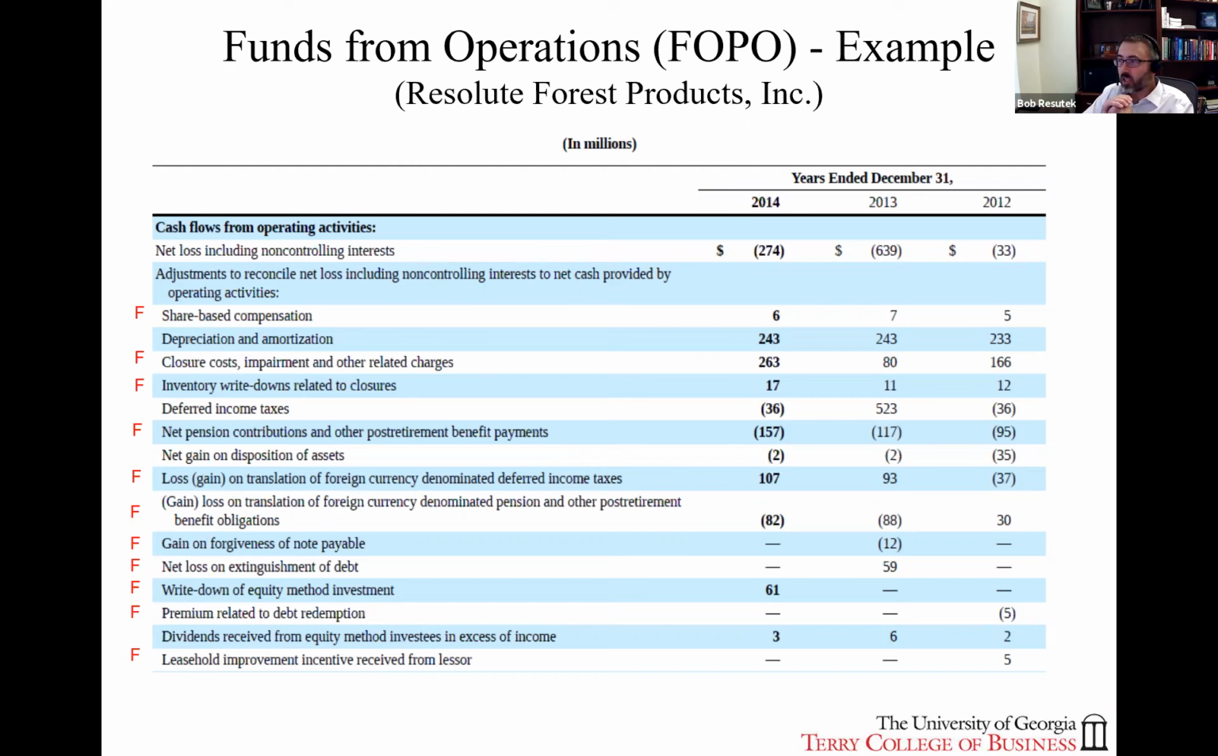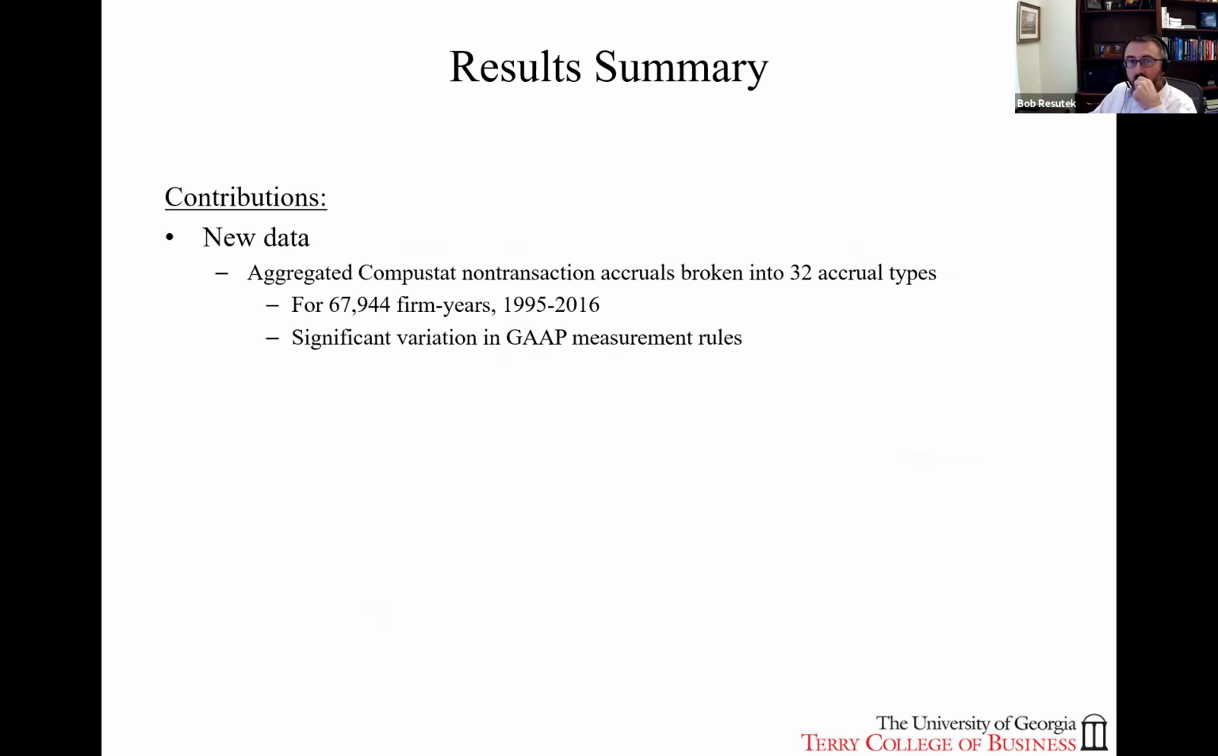Okay, any other questions? No more hands. All right, so what do we do? Here is our results summary. As I've alluded to, we've got this new data set. I think we've got 21 years, roughly 68,000 firms, and all this stuff ties directly into the CompuStat variables. So just to distinguish this study from other work, other accrual decompositions.